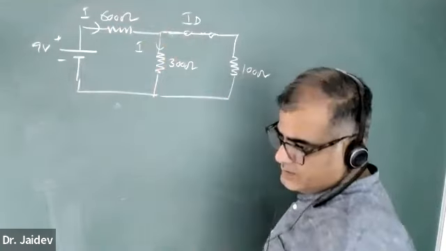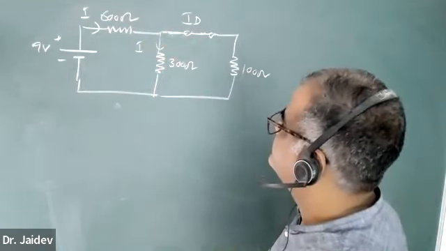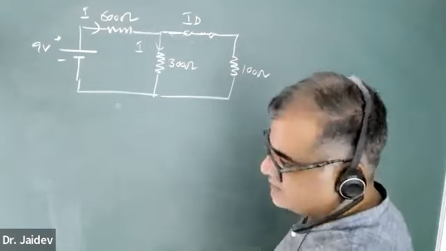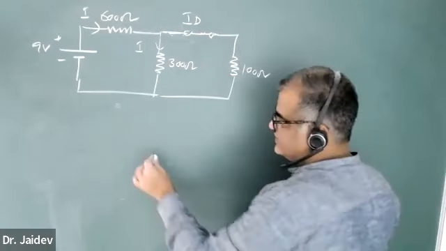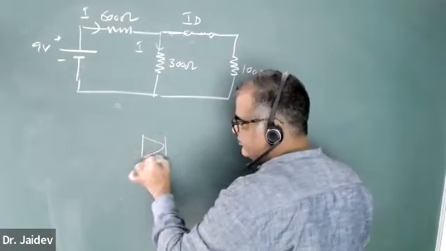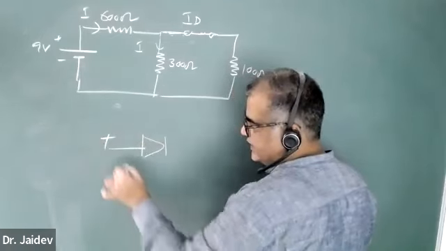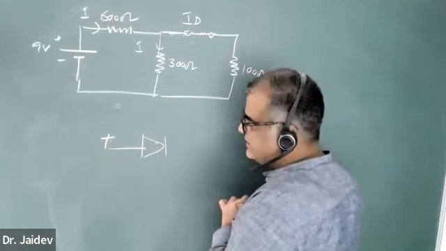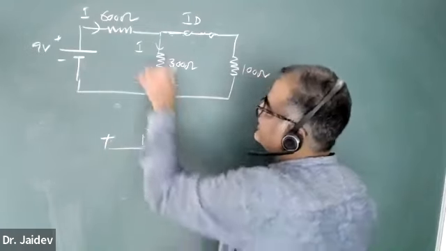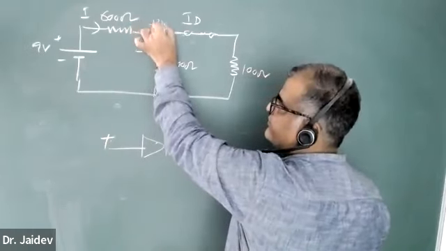Sir, can you please repeat the last line? We have said that if we see the +3 volt, meaning positive voltage, then it is forward bias. Whenever there is a positive voltage across the diode, it will become a short circuit. Now here the voltage was 3 volt.